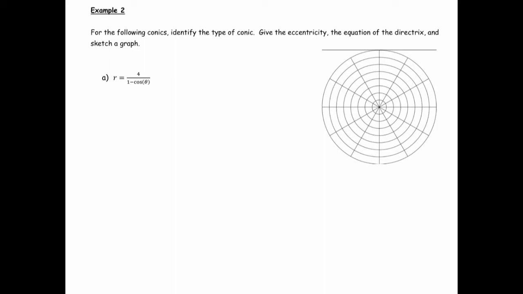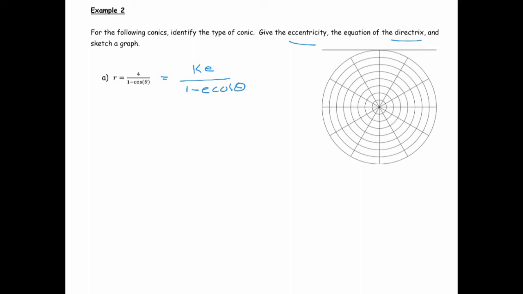Let's graph these conic sections in polar form, and along the way we're going to be finding the eccentricity and the directrix as well. So the first thing to do is make sure that this is in standard form, which would look like this in this case. But we can tell it already is in standard form. We didn't have to do any rearranging.